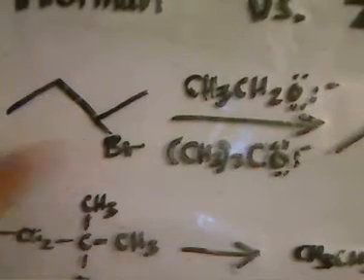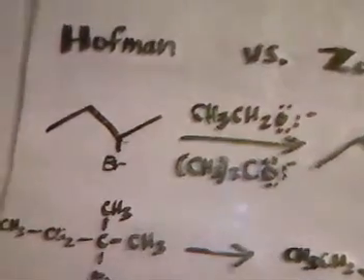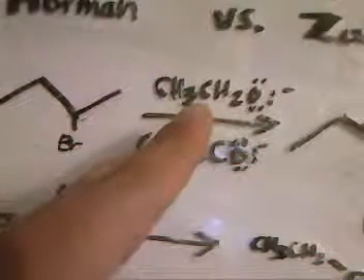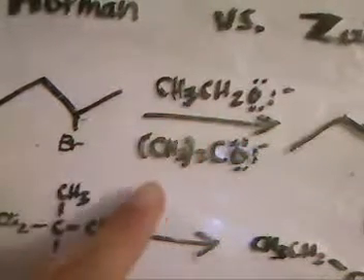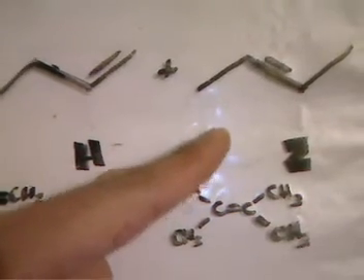So for example, if we have this alkyl halide, when treated with the ethoxide ion, which is a strong base, but it's non-bulky, we expect the Zaitsev product to form. So this product, the major product, will be the Zaitsev product.